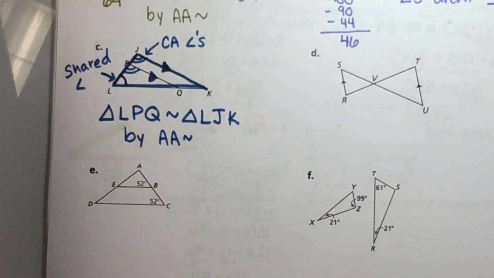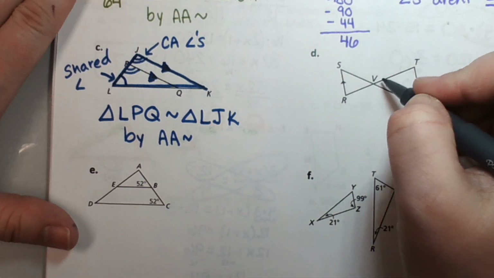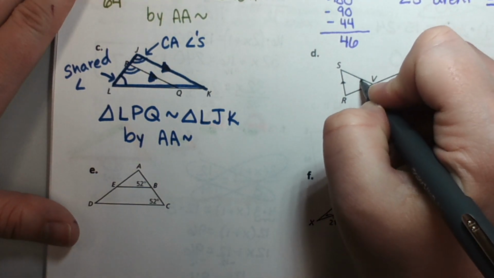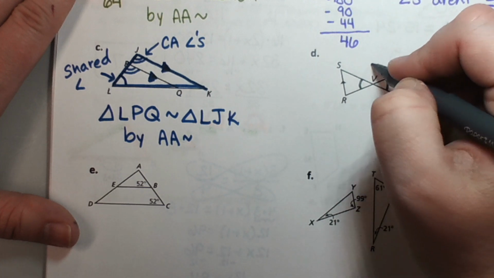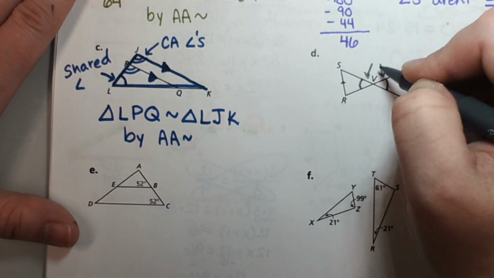Moving on. Question D. Do we have any congruent angles? We do. What angle? Can't call it angle V, but I know what you're talking about. You're talking about this one and this one. What kind of angle pairing are those? Vertical angles.